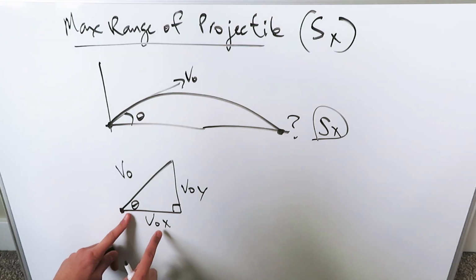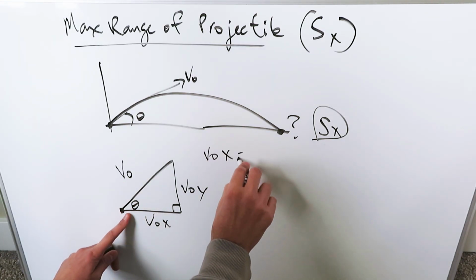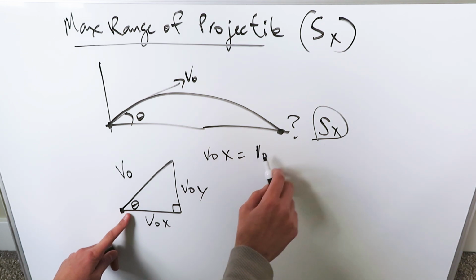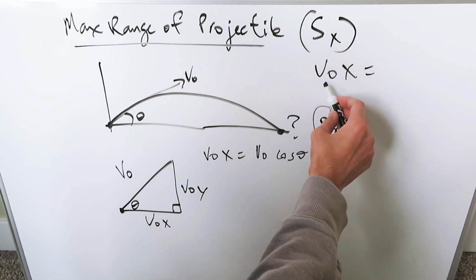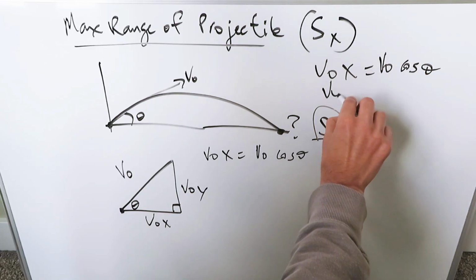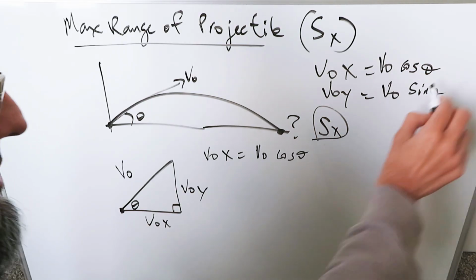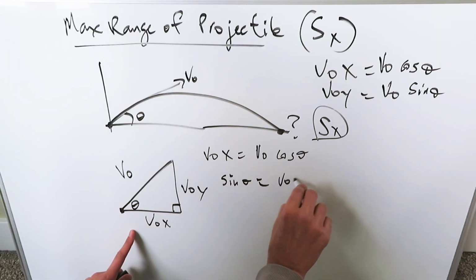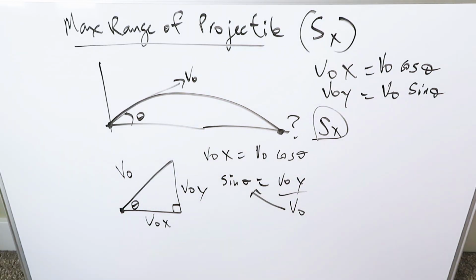Cosine of this angle is equal to adjacent over hypotenuse, which means your x component of velocity is equal to v naught, your initial velocity, times cosine theta. I'll put that right here. Your x component of your initial velocity is equal to your initial velocity times cosine theta. Likewise, your y component is equal to initial velocity times sine theta. Sine theta is equal to opposite, which is your y component of your initial velocity, over hypotenuse. You solve for it and you have it.